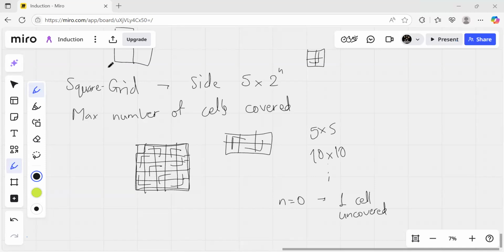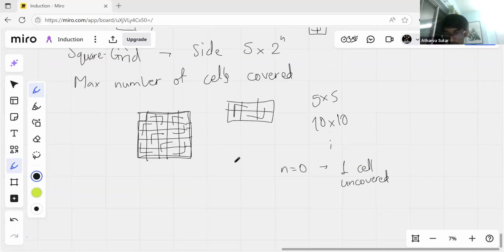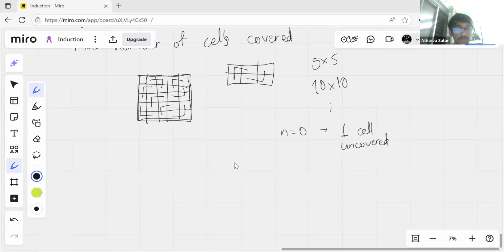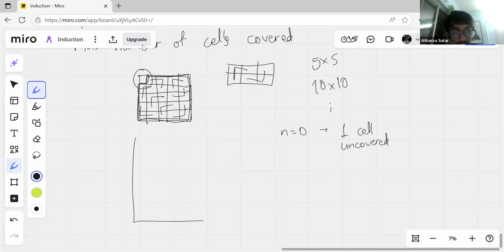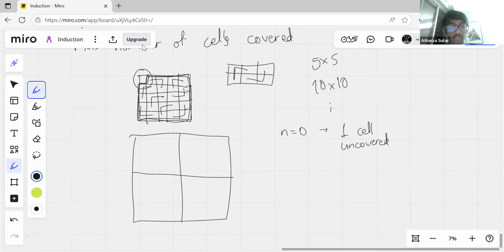Can you repeat that? Yeah, okay. So for a 5 by 5 grid, you have all of these cells covered and only the corner cell is left, right? So now take the 10 by 10 grid, you split it into four 5 by 5 grids like this. So all of these are individual 5 by 5 grids.